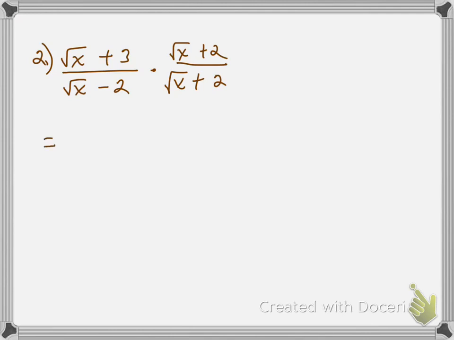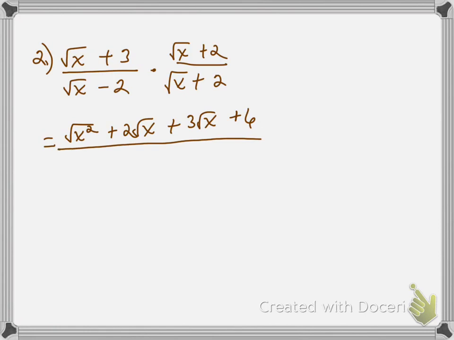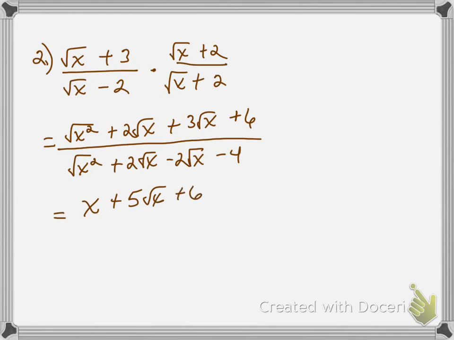So you have the square root of x times the square root of x gives you the square root of x squared. The square root of x times 2 gives you 2 square root of x. 3 times the square root of x is just 3 square root of x. And 3 times 2 gives you 6. Over. The square root of x times the square root of x is the square root of x squared. 2 square root of x and negative 2 square root of x cancel out. But if you have to write it out, 2 square root of x minus 2 square root of x. Negative 2 times 2 gives you a negative 4. So you have x, combine your like terms, plus 5 square root of x plus 6 all over x, right?